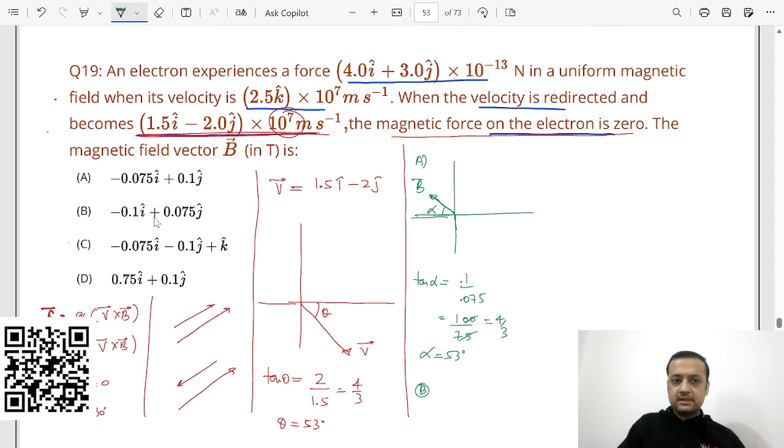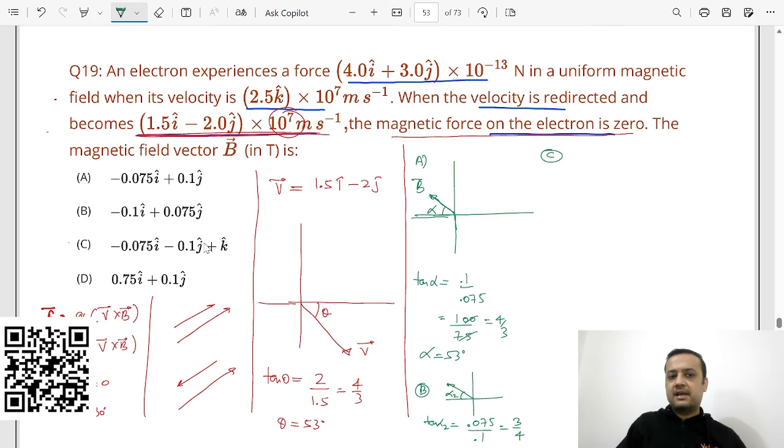Option B has x component minus 0.1 and y component 0.075. Again, let's say this angle is alpha 2. So tan alpha 2 will be 0.075 divided by 0.1. This comes out to be 75 upon 100, that means 3 by 4. So alpha 2 will be 37 degrees, which is not opposite to the velocity vector. So that cannot be our answer.